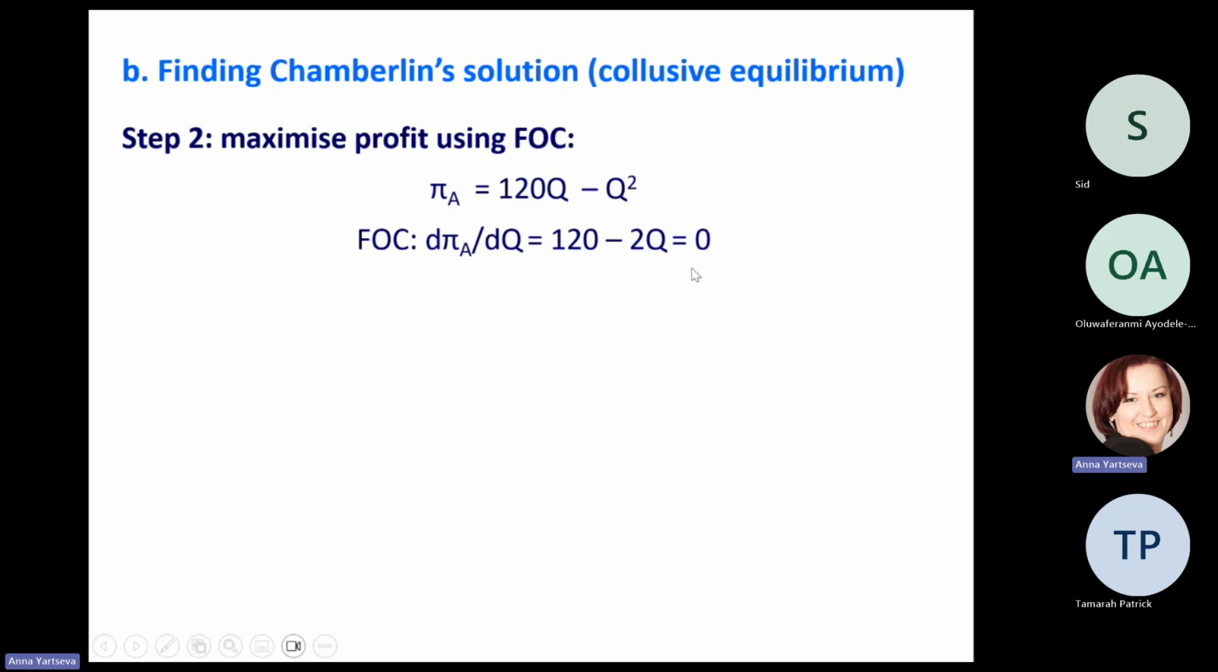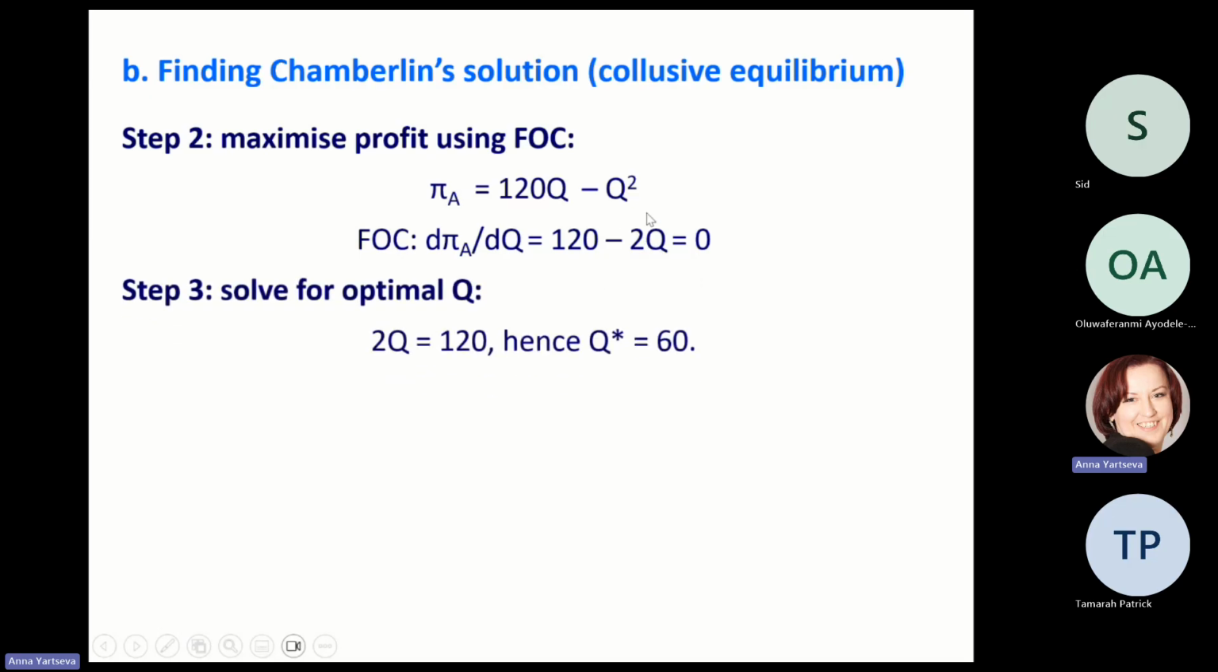And now we set it equal to 0 and solve. So for optimal Q, take all terms with Q to one side, all numbers to another side. So 120 will be equal to 2Q, which means that Q, combined total industry output, is going to be 60. And remember, it's different compared to what we've done before.